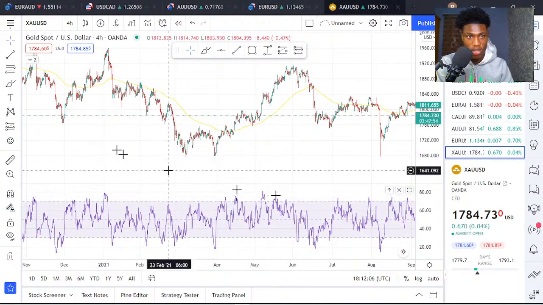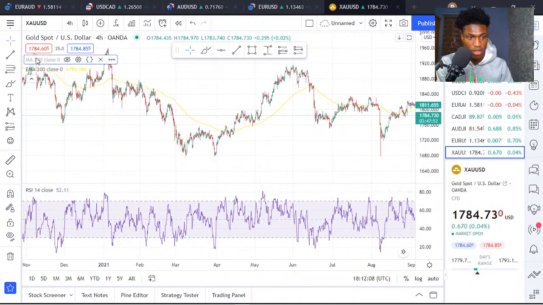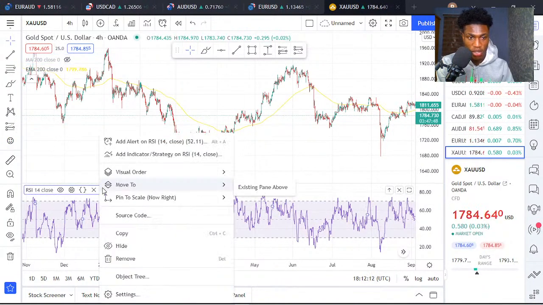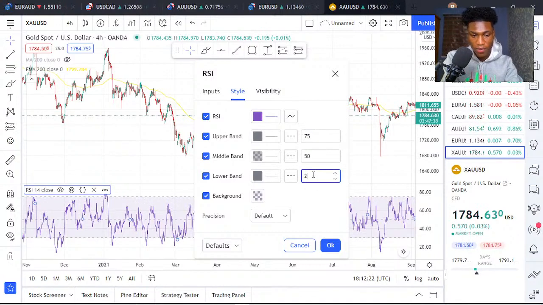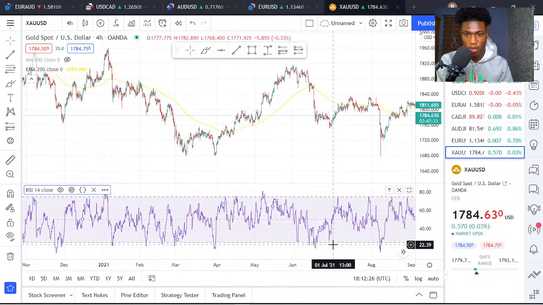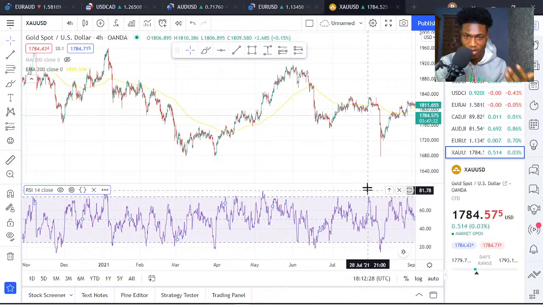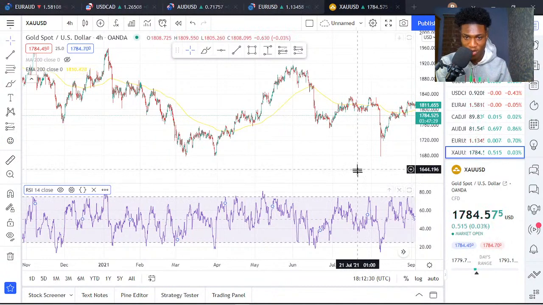That's not how it works, right? You don't trade these indicators in isolation. Now, for me, I love to put my overbought and oversold levels at 75 and 25 respectively. No much reason for that. I'm just trying to give the market more room to get oversold or overbought, right?